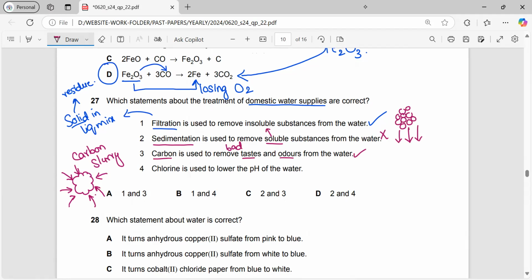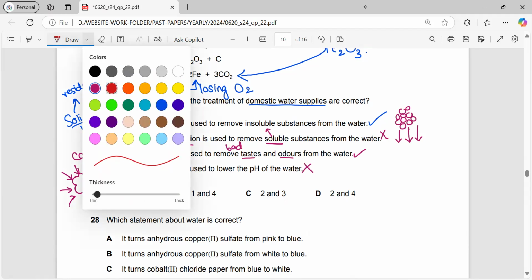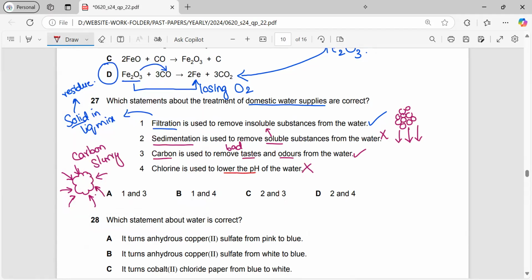Chlorine is used to lower the pH of water. No, chlorine is used in the treatment of water, but not to lower the pH. Chlorine is used to kill bacteria or microorganisms in the water. So the answer is A, 1 and 3.